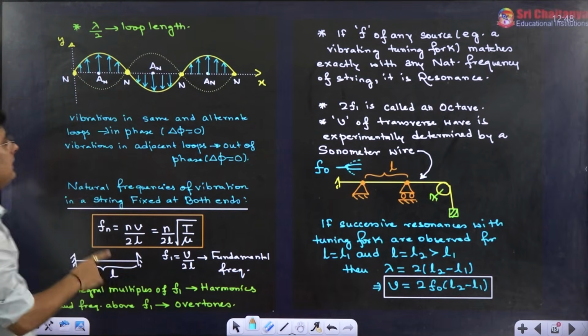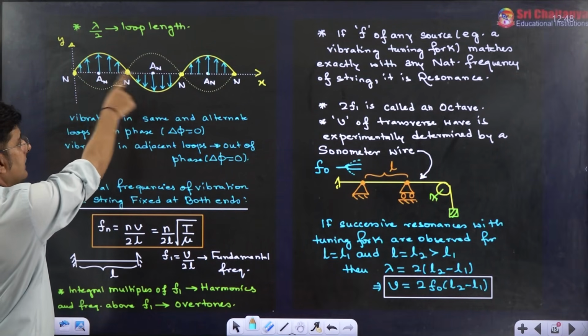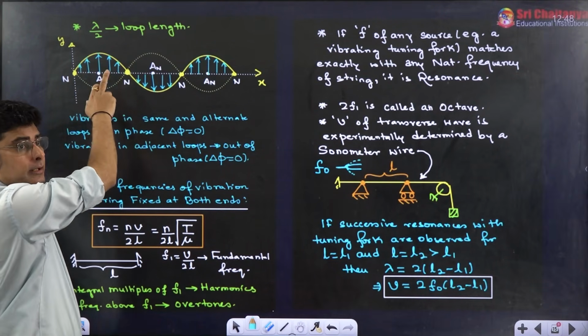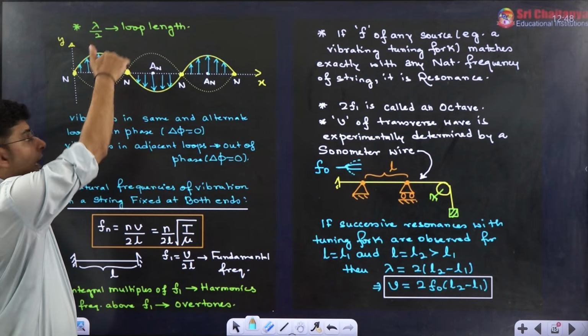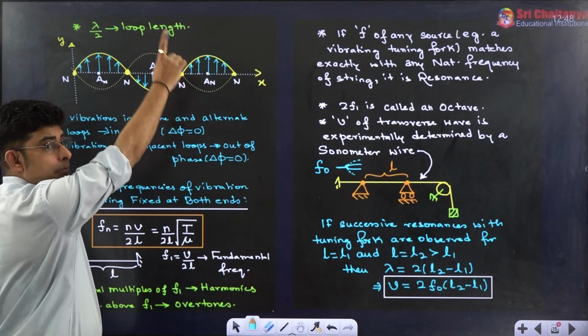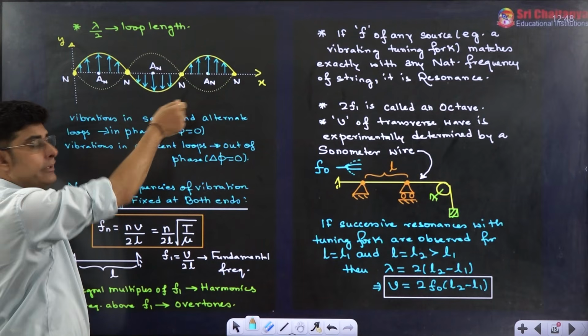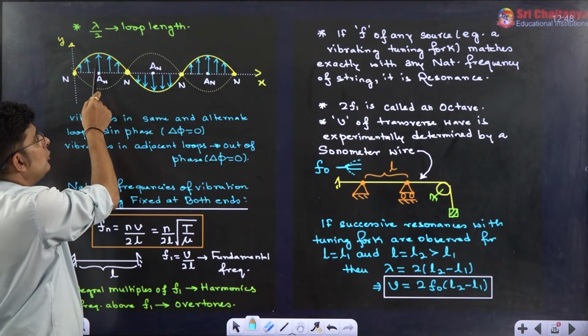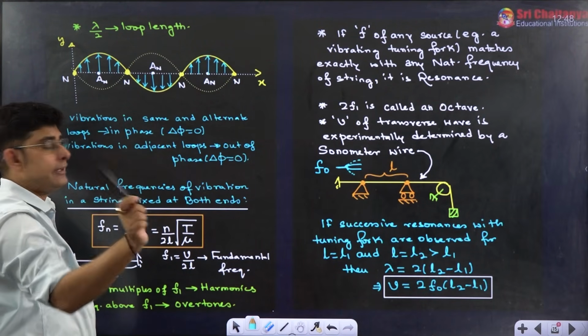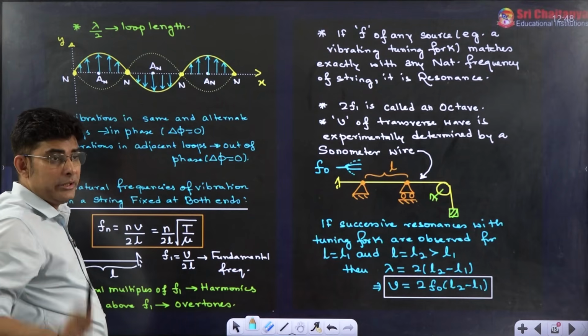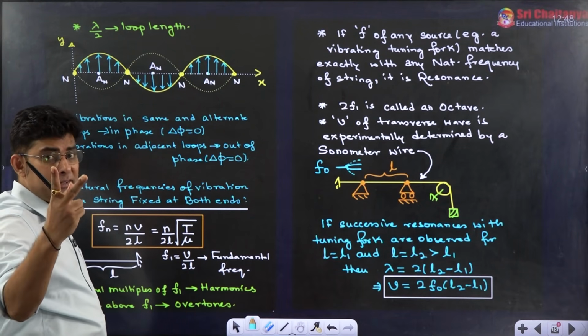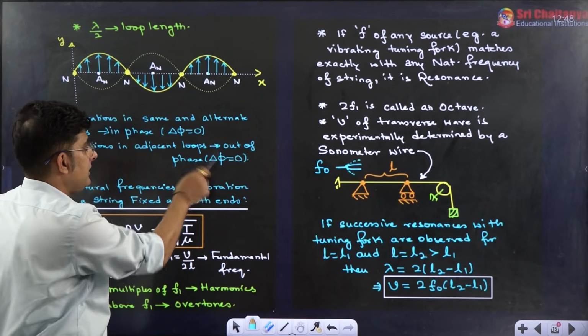Now what you are seeing is that vibrations in the adjacent loops are always out of phase. If one loop vibrations are up, the other one is down, then the next one again up. Means in alternate loops, the vibrations are in the same phase. All points of the same loop and in alternate loops have the same phase. Their phase difference is 0. So in case of standing waves, you have only two phase differences possible. One is 0 and one is pi.